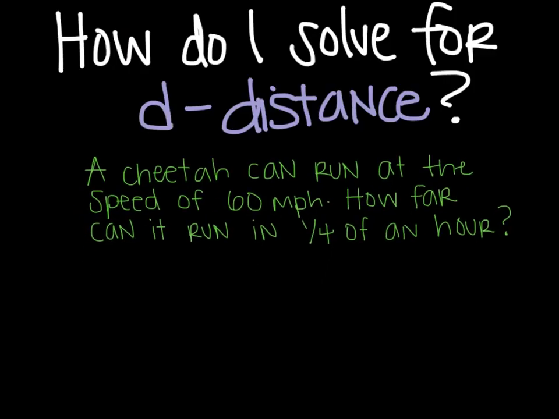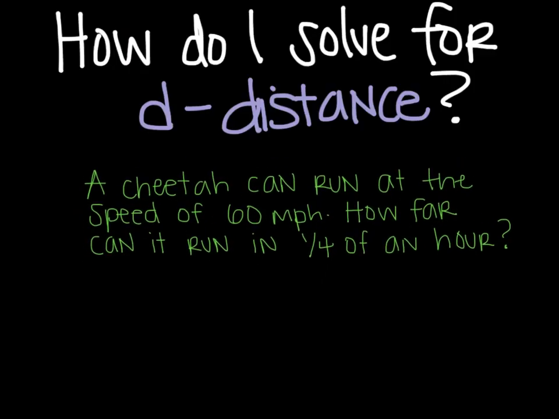Here we have an example problem. A cheetah can run at a speed of 60 miles per hour. How far can it run in 1/4 of an hour? So what you're going to do is use the direct variation equation, d equals RT, and I'll just write that off to the side here. And that means distance equals rate times time.